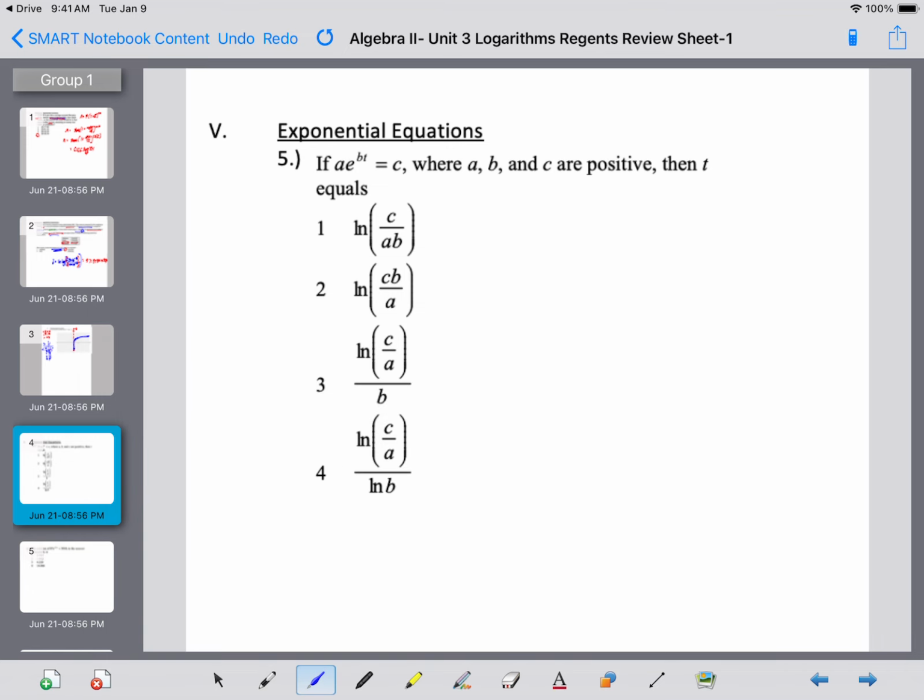For this, we want to solve for t. So t is in your exponent, so you know if you're solving for an exponent, you're going to have to use log. So a e to the bt equals c. What you're going to do, isolate the base. You always have to isolate the base. So e to the bt equals c over a.